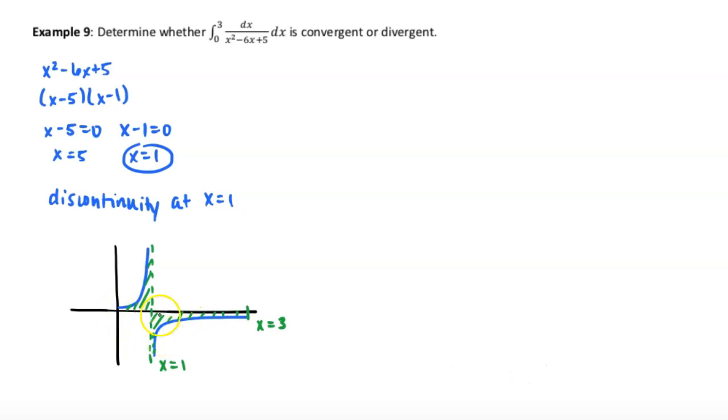Now, because I'm dealing with two separate areas, this brings us back to kind of the same idea as in 6.1. Now my upper bound and my lower bounds are flipped. And so in this case, I need to use the idea that I'm separating these at that discontinuity. And so I'm going to break this up from 0 to 1 of this integrand dx over x squared minus 6x plus 5 plus the integral from 1 to 3 of this same integrand.